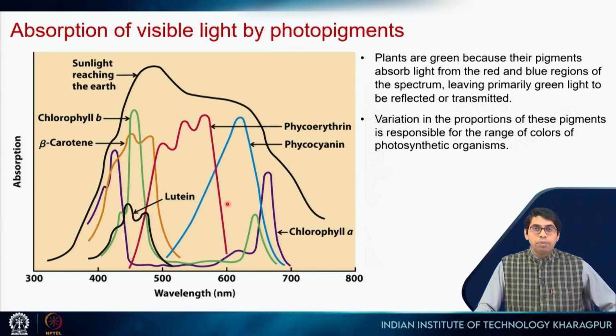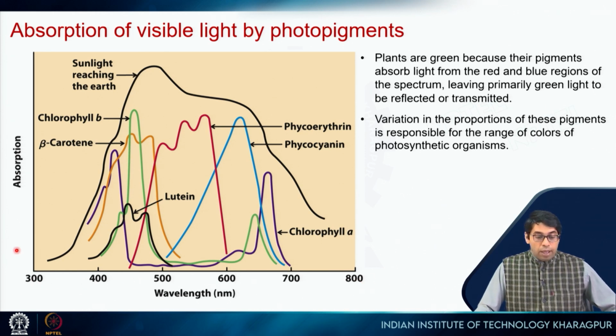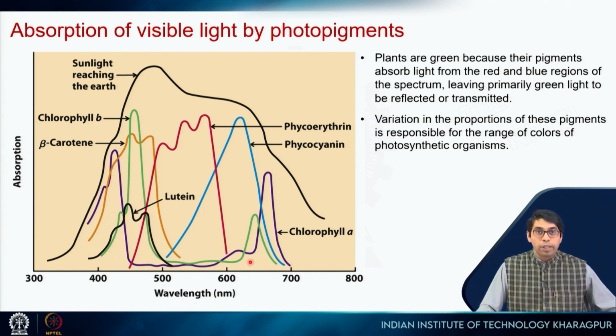So, all these pigments, why do we need so many pigments, right. This is the visible range of light, 300 nanometer to 800 nanometer, and sunlight, its typical spectrum will look like this. So, this is the absorption spectrum, right. Now, each of these pigments, they absorb in different wavelengths. So you need all these different pigments so that you can cover most of this range, right.